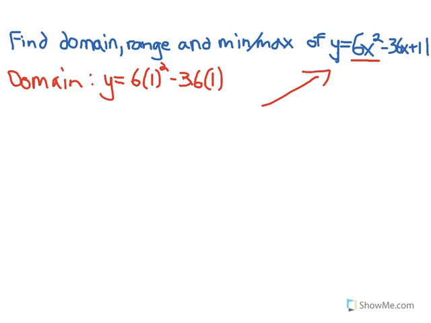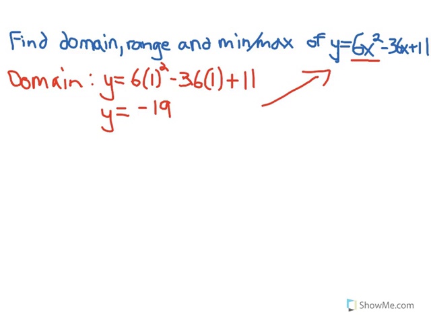36 times 1 instead of x, plus 11. I've just picked 1 as a particular x value, replaced it, and what will we get? 6 minus 36 is negative 30, plus 11 would be negative 19. So I got an answer out for y.